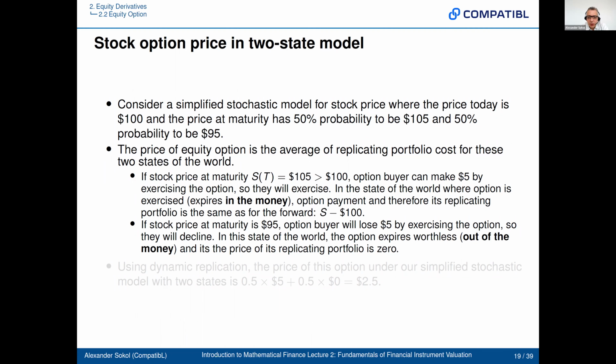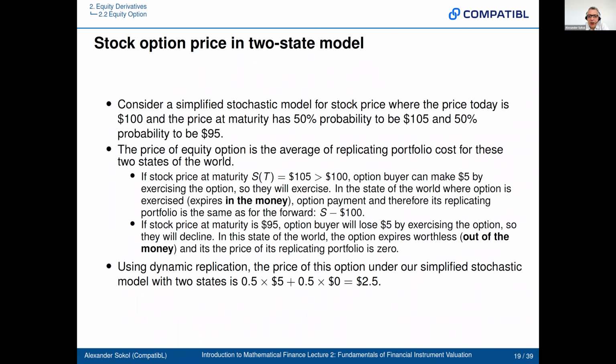However, if you exercise, you lose even more money. In this case, you lose the price and you also lose extra money. So in this case, you say, well, I paid for this right, but I didn't use it, and that's fine. I'm glad I had it, this right. So you will not exercise. In this case, the price of the replicating portfolio is 0, and the replicating portfolio is just not having any portfolio. So with our dynamic replication, we have a 50% probability of $5 profit and a 50% probability of 0 profit.